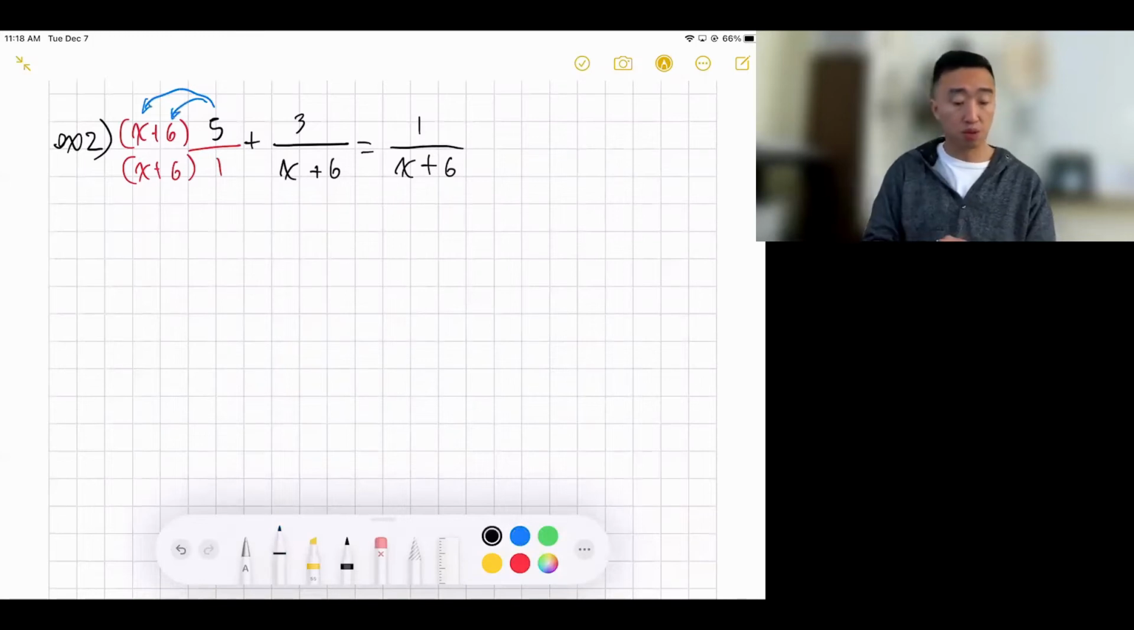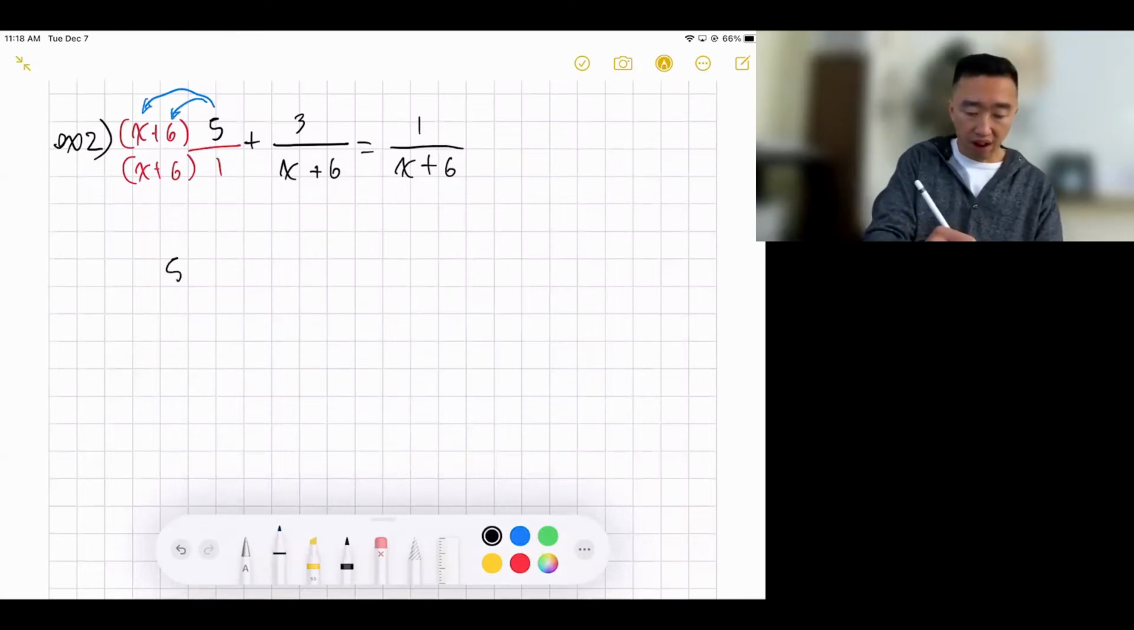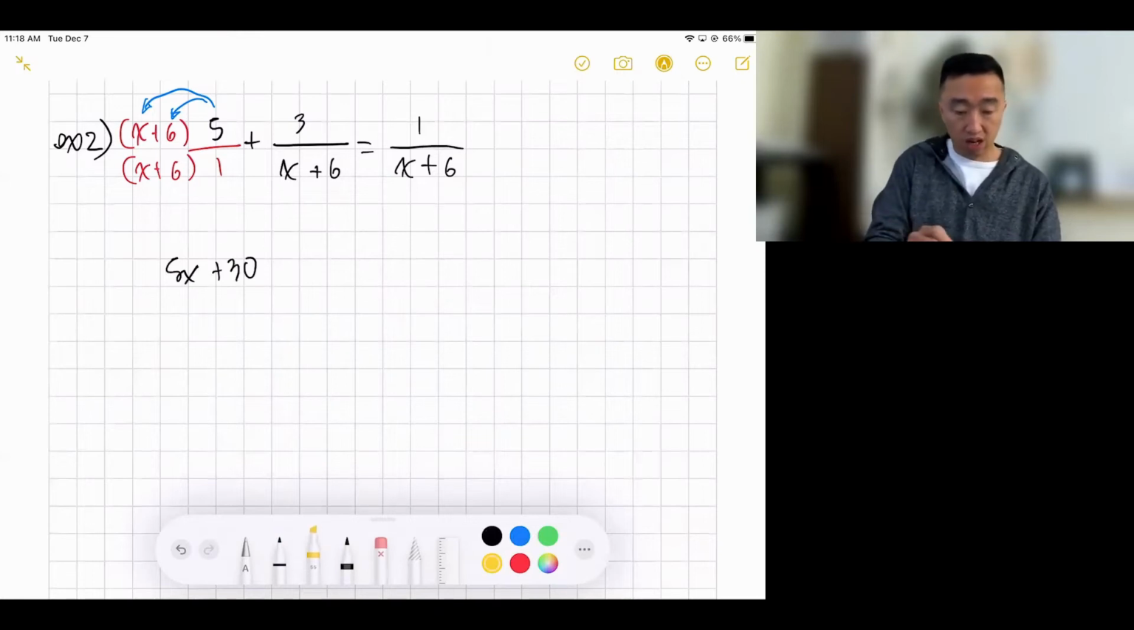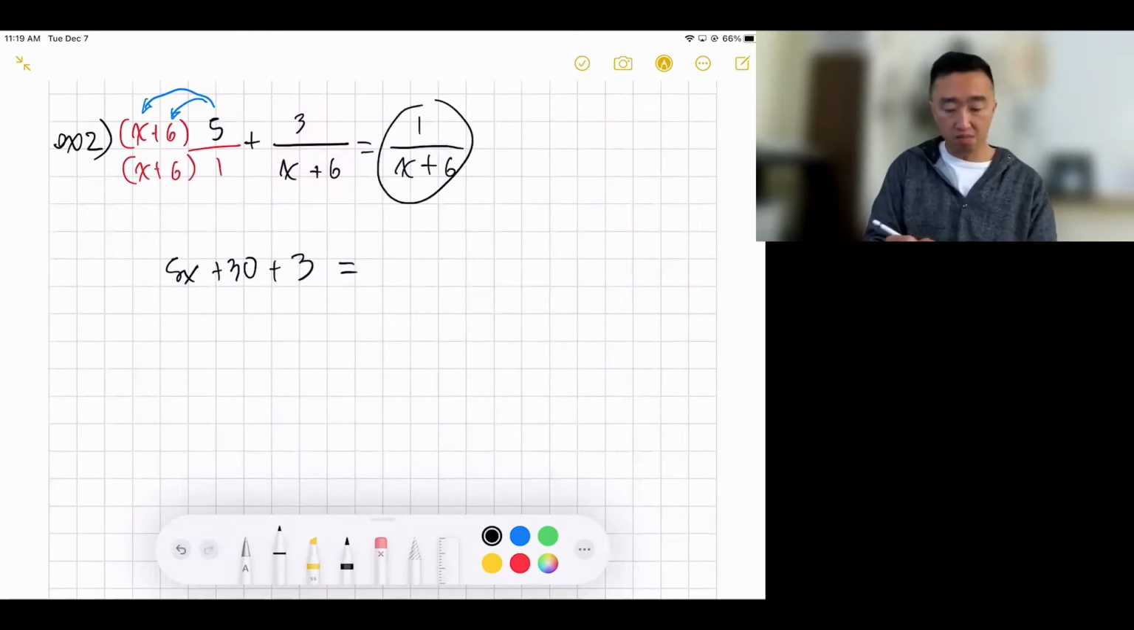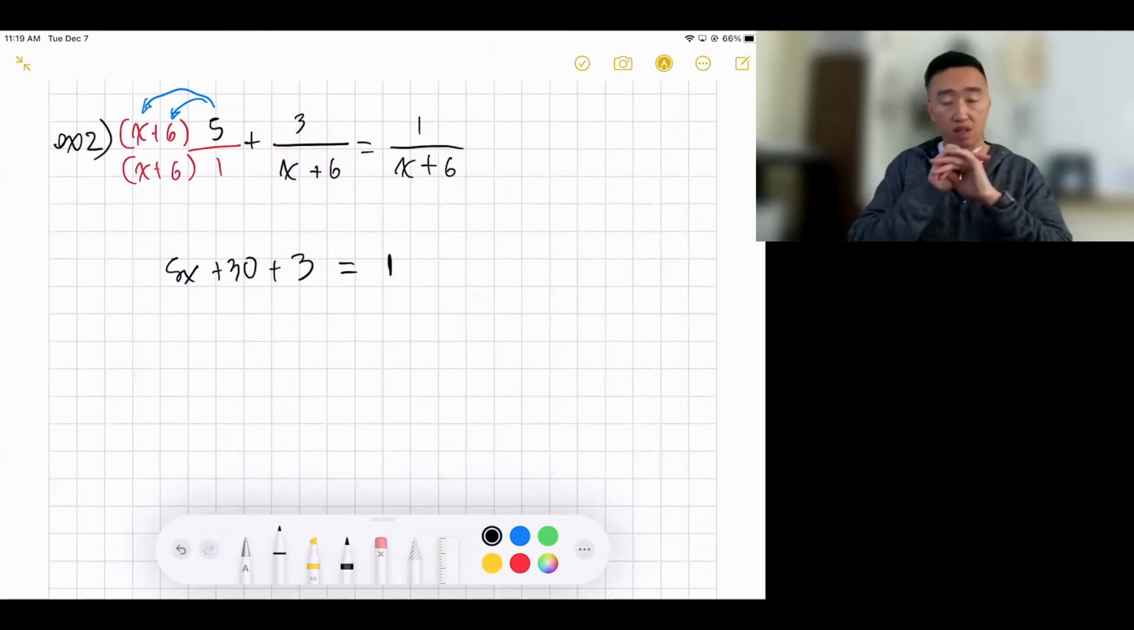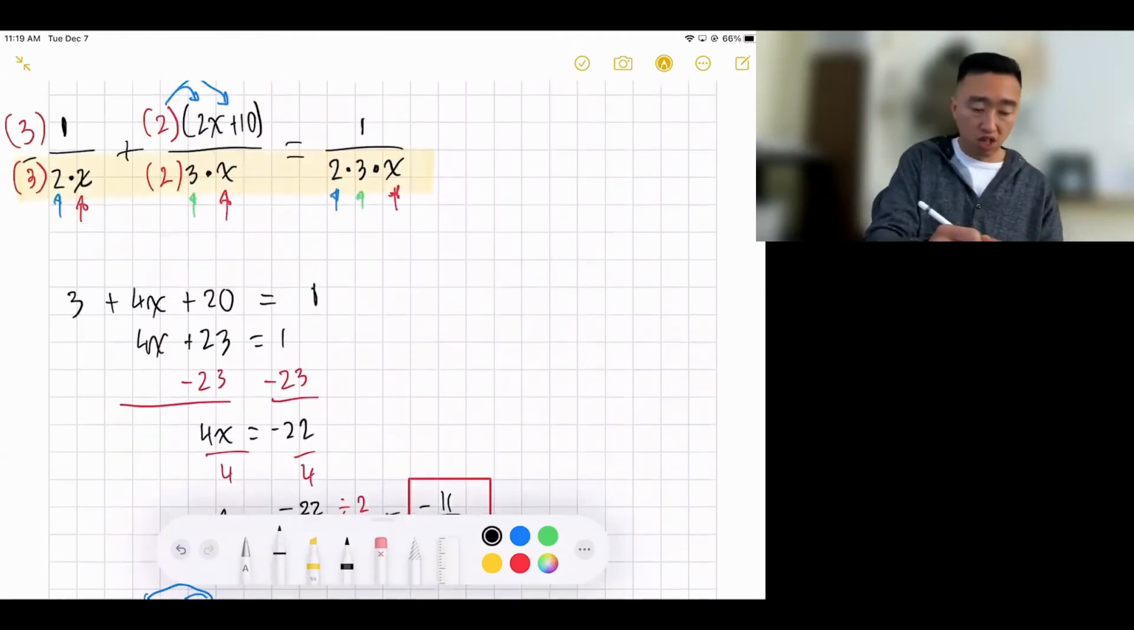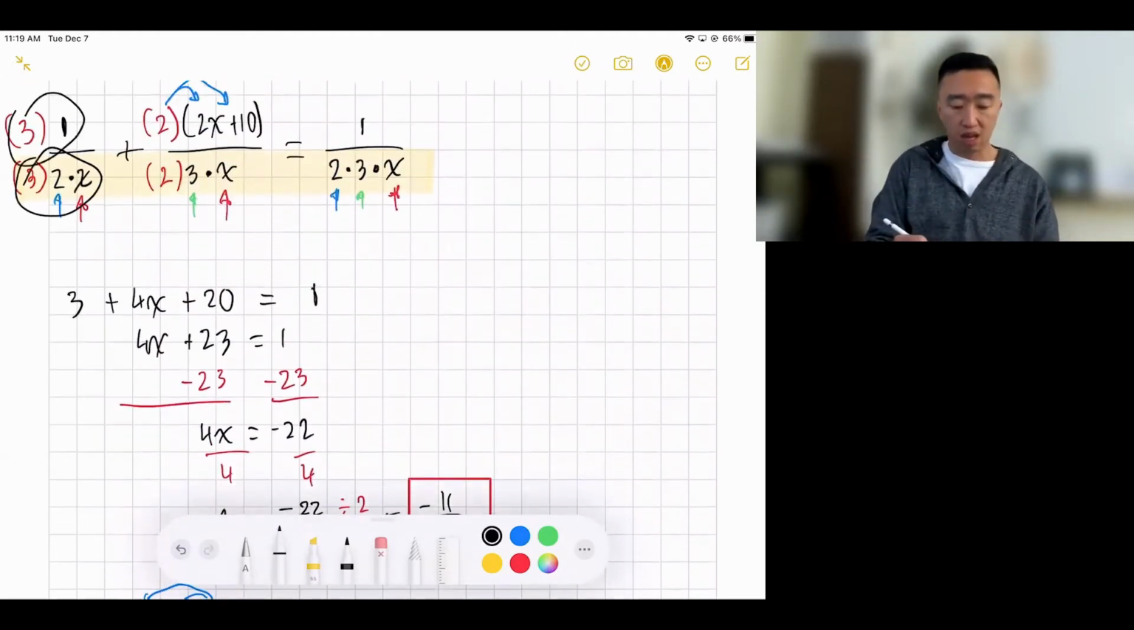Very good. It's going to be a distribution. So then I have 5x plus 30. And did I change the denominator here? No. Then I'm not going to change the numerator either. So it's going to be plus 3. Did I change the denominator here? Nope. Then I'm going to keep the same numerator. Okay. If the denominator doesn't change, the numerator doesn't change. If the denominator changes, then it's got to change the same way in the numerator, okay?